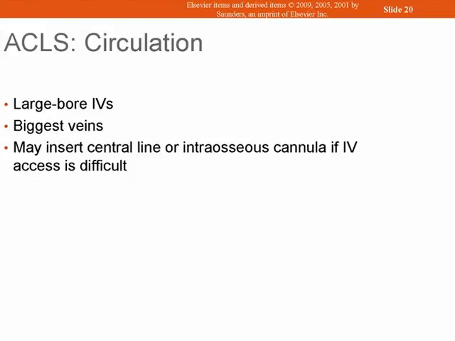So as you move from the airway and breathing into the circulation portion, this is where you get into the ACLS and you start talking about large bore IVs. You want to get the biggest IV size into the biggest veins you can. Physician's assistants may insert a central line. An intraosseous cannula can be done if IV access is difficult to do inside the hospital.